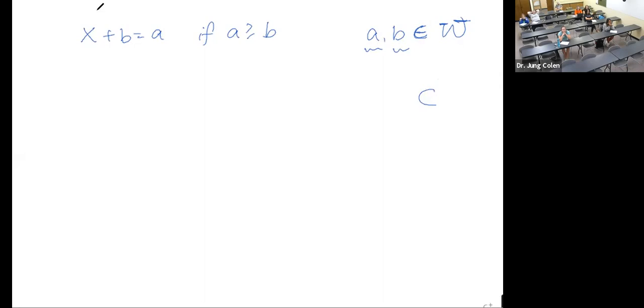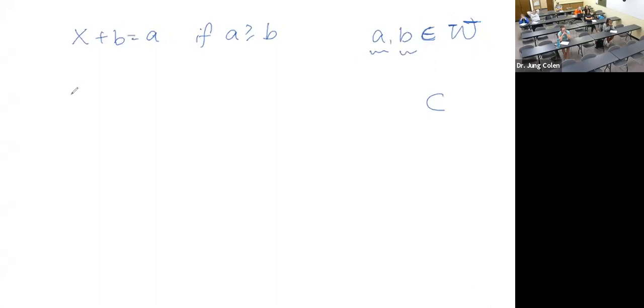Anyways, okay, when a and b are both whole numbers, x plus b is equal to a. And what do we need to find? We need to find what x is. How do you find the x? Yeah, just like the balance beam we talked about at the beginning.